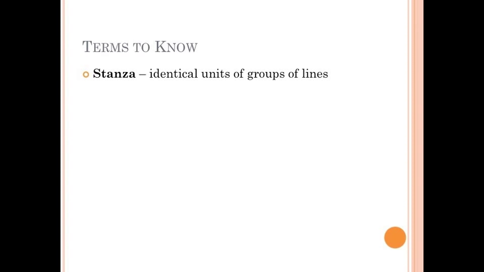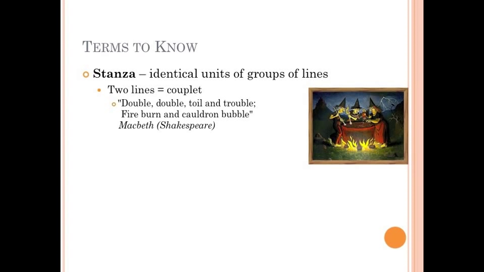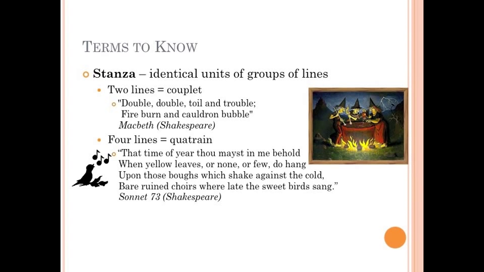Now, in Shakespearean sonnets, you typically find two types of stanzas. One being made up of two lines called a couplet. An example being "Double, double, toil and trouble, fire burn and cauldron bubble," which is very well known to everybody from one of Shakespeare's plays, Macbeth. And the other type of stanza that is important to take note of is the stanza made up of four lines, also called the quatrain.